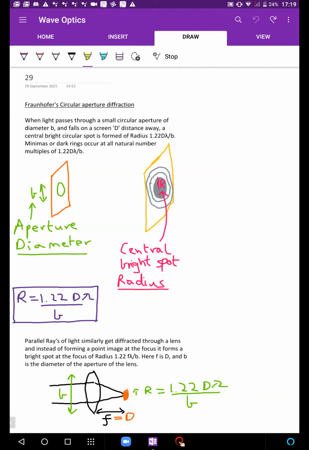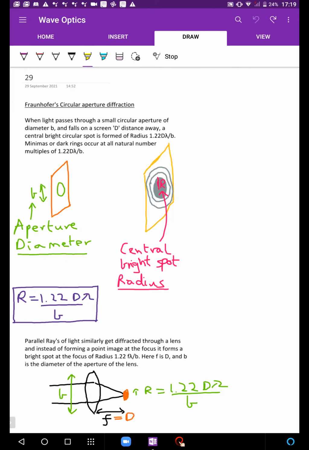Consecutively तुम आगे जाओ 1.22 2d lambda by b, 3d lambda by b, इन सारे जगह पे you will get minima, you will get circular rings जहाँ पे light is at a minimum. जैसा 2d lambda by b पे you get a dark fringe, वैसे यहाँ पे at 2d lambda by b into 1.22 you get a dark circular ring of that radius. So that's the idea. Fringes now become circular rings if the slit is basically a circle of diameter b.